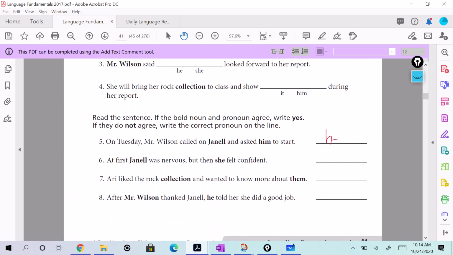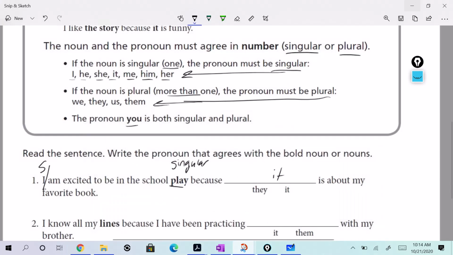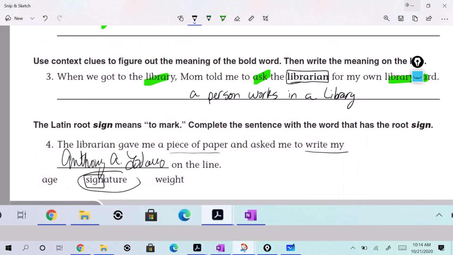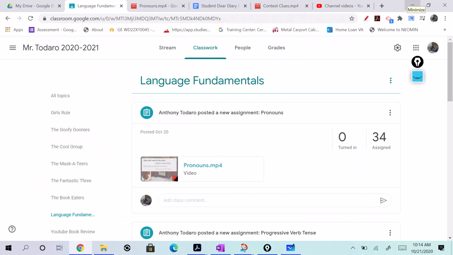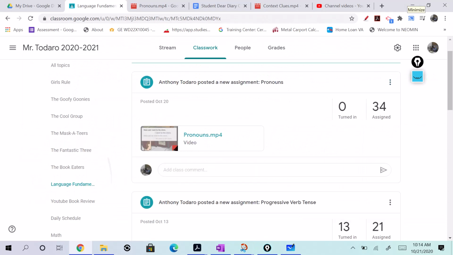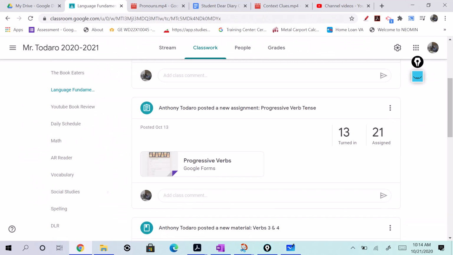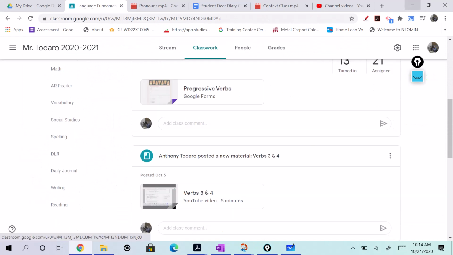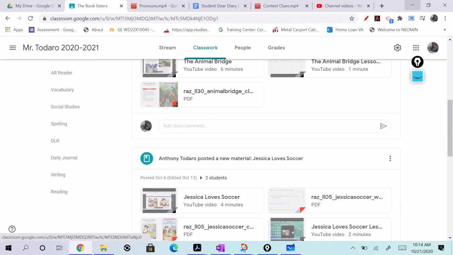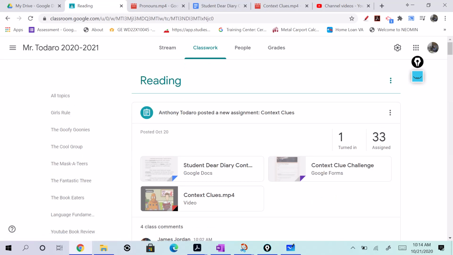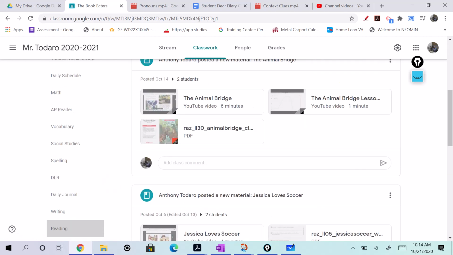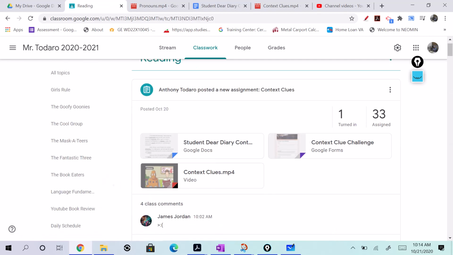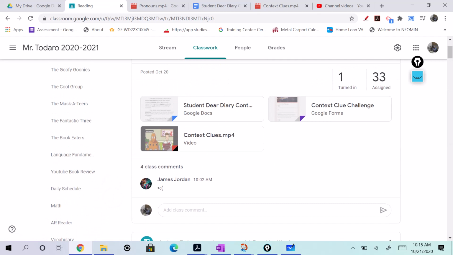All right, you guys know what to do here? All right, you'll work on those. Then you're going to watch that video and take really good notes on that video. I want to see how you do with your note taking. I want to see what your strategy is. When you're done, you can go back down to reading and do the context clues challenge. Yes, the context clues challenge. All right, that's it. Get after it.